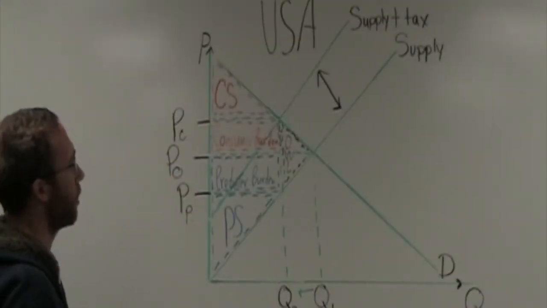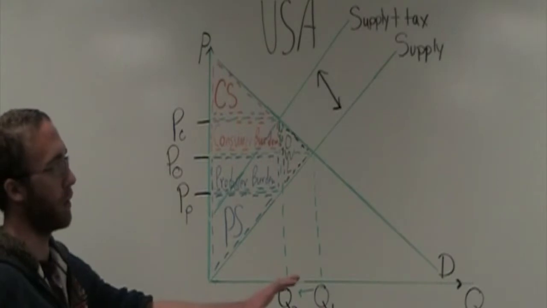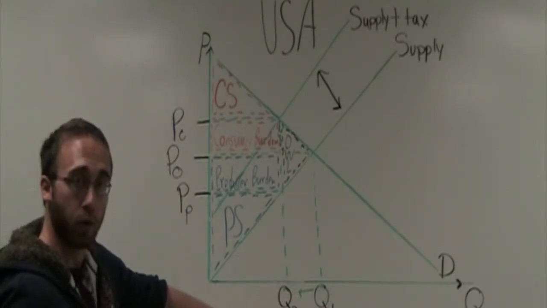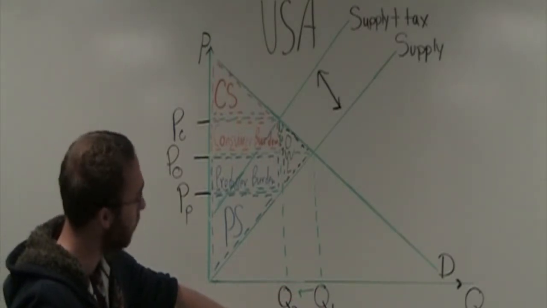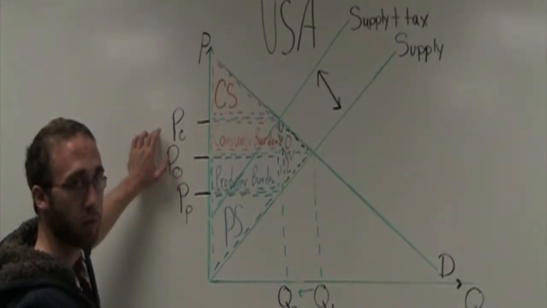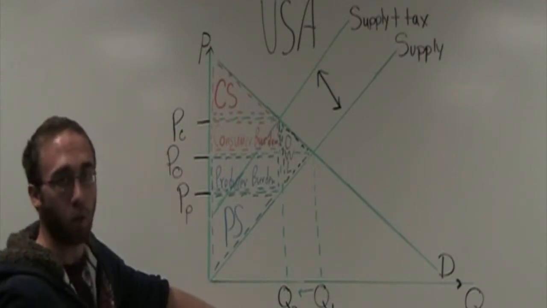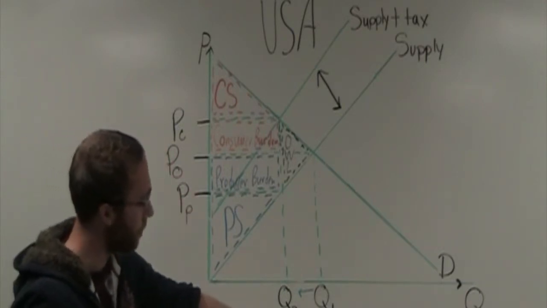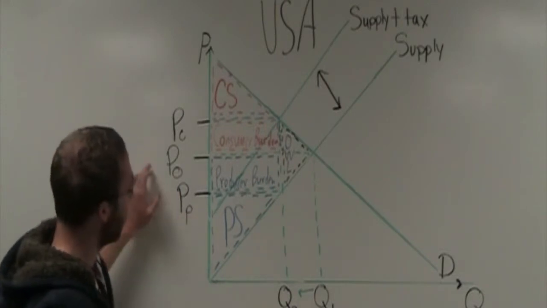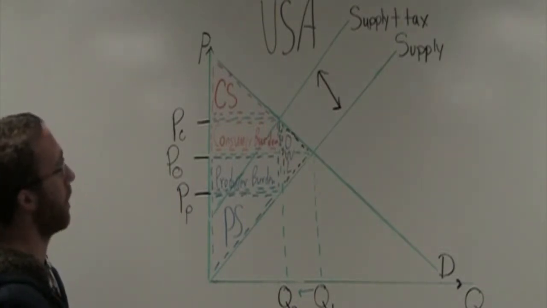Alrighty, so here we have a graph of the USA, and as we saw before with Germany, in this graph, Germany is represented by the quantity 2 and by the price PC, which is the price that consumers have to pay. And this is the price and the quantity that we want the US to shift to. Currently the US is at the quantity 1 and the equilibrium price. So in order to do this, we're going to implement a tax.